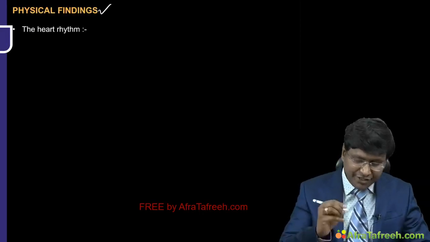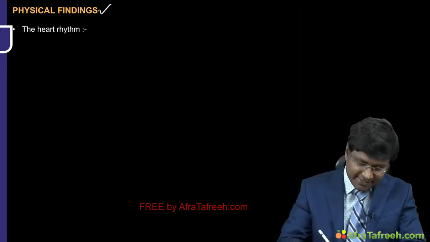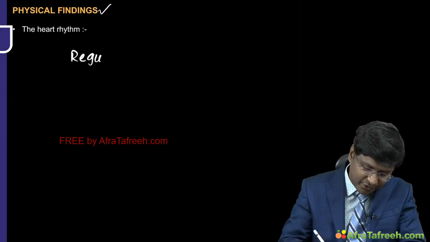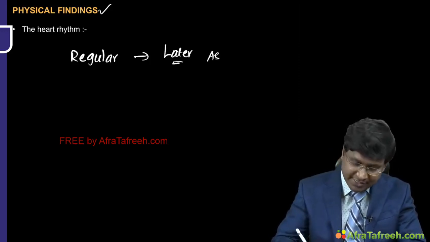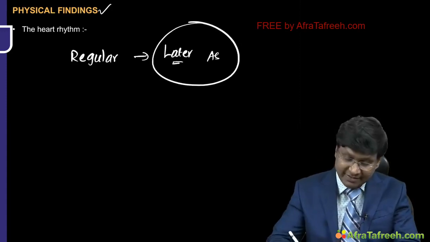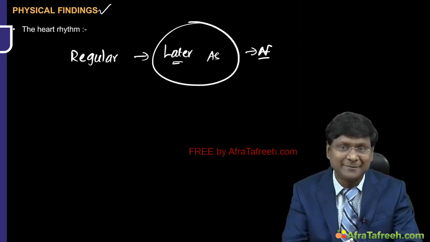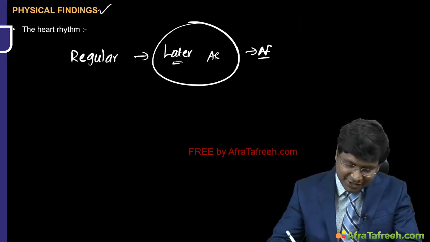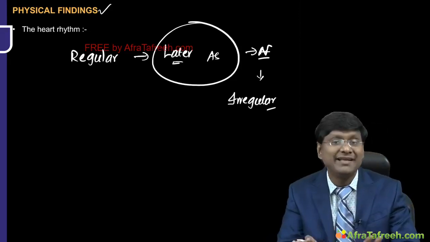Then you need to know the examination. If you observe the heart rhythm, it is usually regular until the later course of the aortic stenosis. In the later course, there will be development of atrial fibrillation because of the distension of the atria. And once there is atrial fibrillation, the rhythm will be irregular.